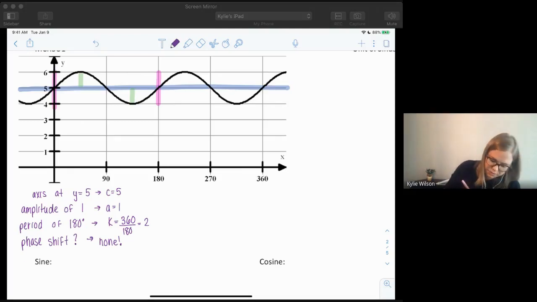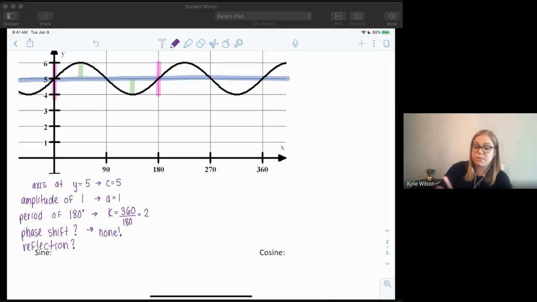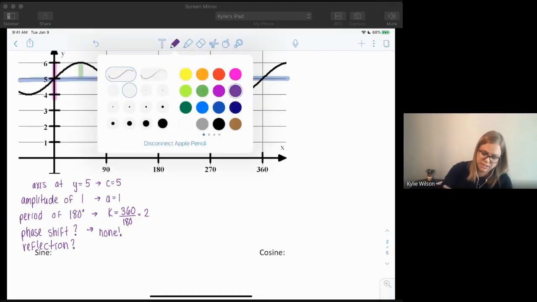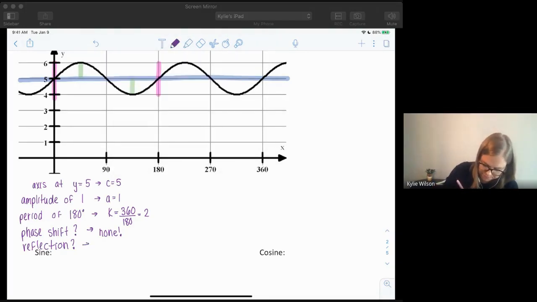Finally, a reflection. The parent function of our sine always starts here, goes up, and then down. Because our picture here also goes up and then down, it's not upside down. There hasn't been a reflection. So I can say none.